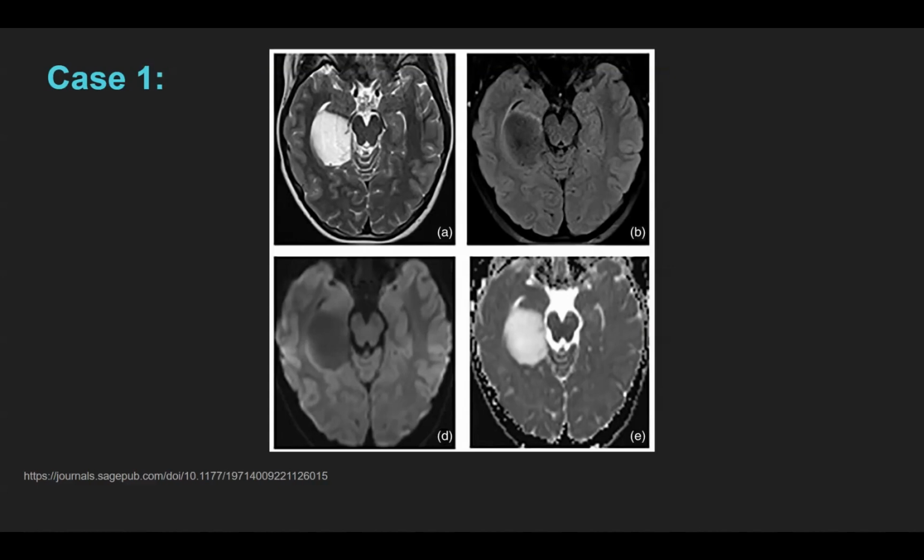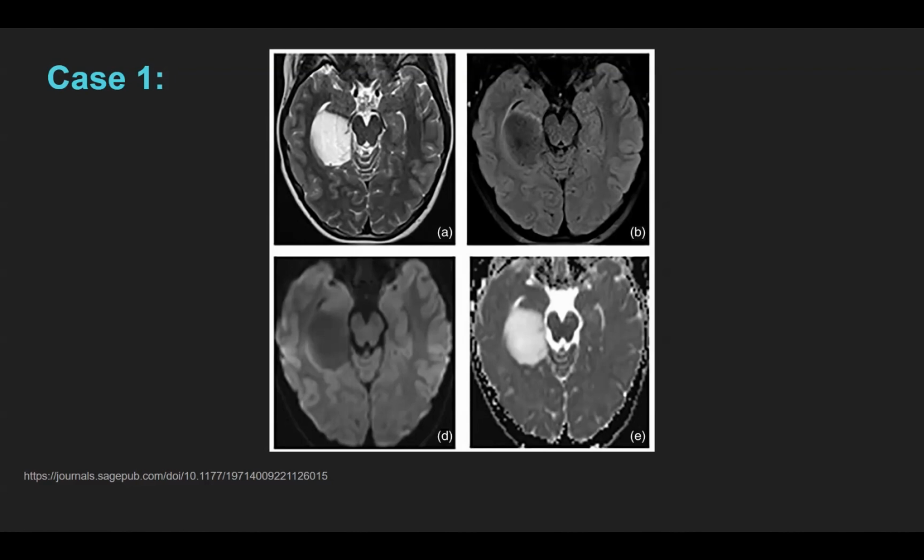Yes, the first image, image A, shows a right medial temporal lesion that is hyperintense, abutting the midbrain. Then on the left, that's B, a FLAIR image showing a core of hypointensity with margins of hyperintensity. That's T2-FLAIR mismatch. Yeah, exactly.